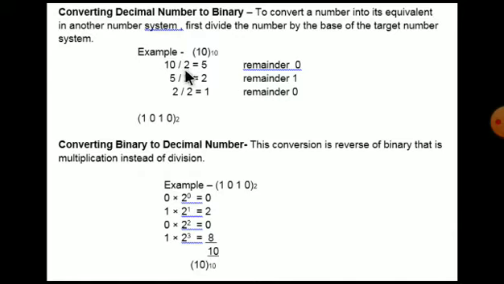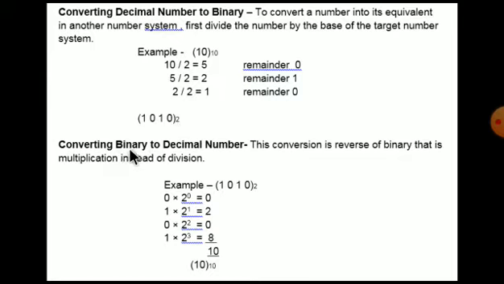10 divided by 2, 2 fives are 10, remainder is 0. 2 twos are 4, remainder is 1. 2 ones are 2, remainder is 0. And this is also your remainder. After that we have to write it in reverse order, like 1 then 0 then 1 then 0, 1 0 1 0. This is your binary number.